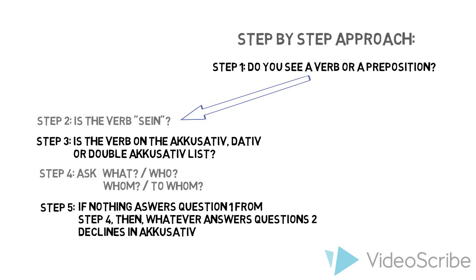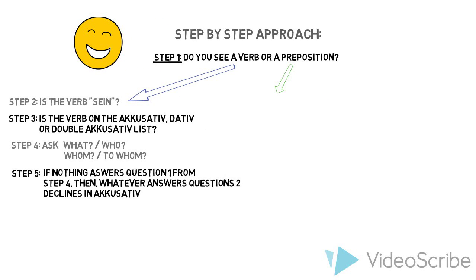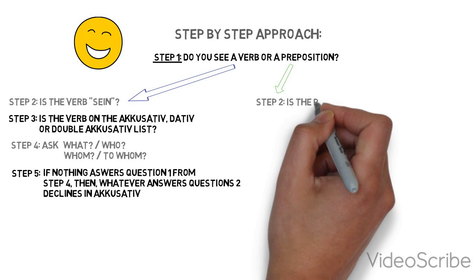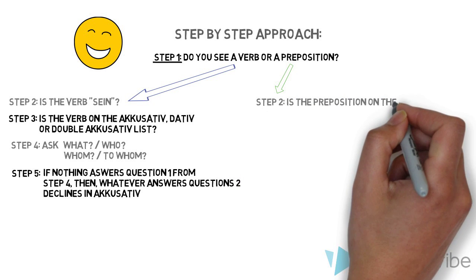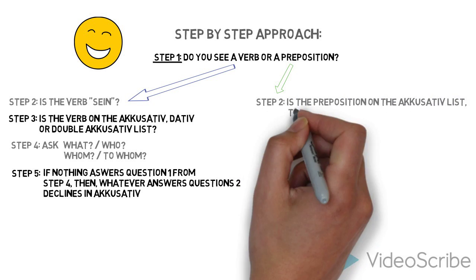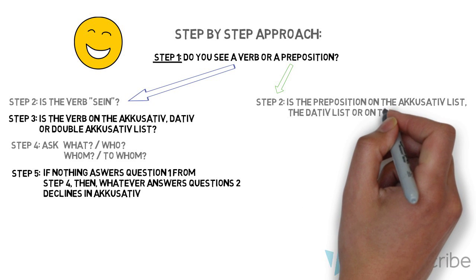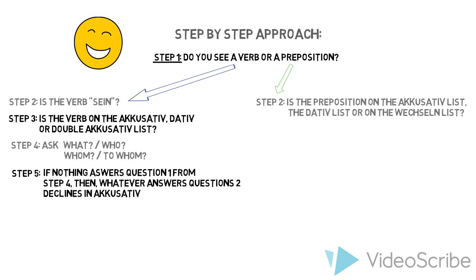Now for the second part of this video, I'll explain how to decline from prepositions. Happily, declining from prepositions is simpler than declining from verbs. Just follow the next approach. Back to step number 1. Are we declining from a verb or a preposition? Step 2. Is the preposition contained on the accusative list, the dative list, or on the vexillum list? Yes, we also have lists for prepositions.